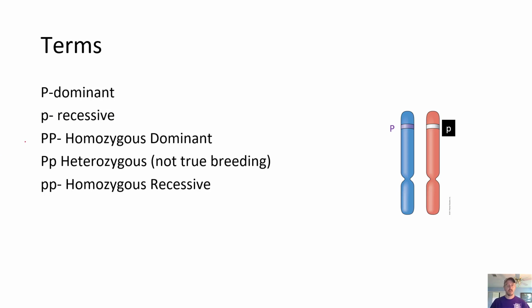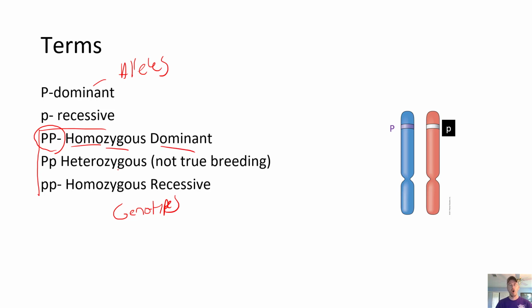And then these terms here have to do with genotypes. So these words up here have to do with alleles. These have to do with genotypes. If you have two copies of the dominant allele, you are said to be homozygous dominant. All right, let's break that down. Homo means same, and zygous means the zygote. When the zygote was made, it's diploid, right? So homozygous means you have two copies of the dominant allele.